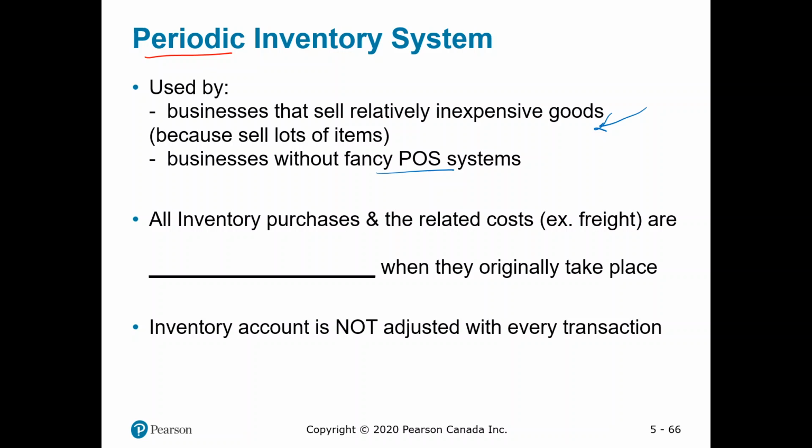So therefore, the way that they track this, every time that inventory is purchased or there are related costs, or if they have some type of discount or return, these things are all expensed. So they're all recorded. It's not like we can't, or we just don't record them. We need to record them, but they all go through expense accounts when they take place. So inventory does not get adjusted.